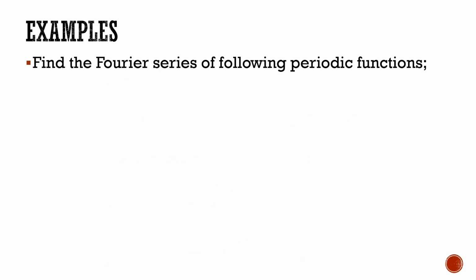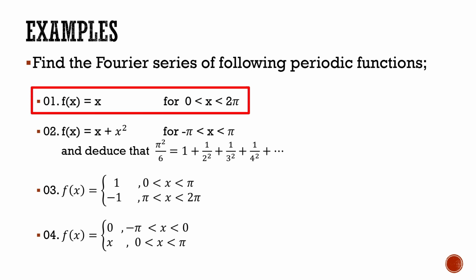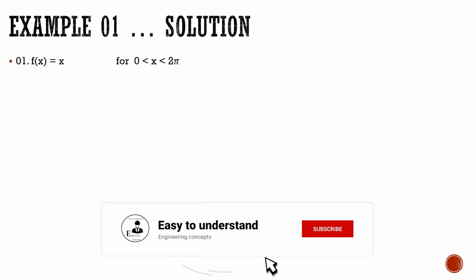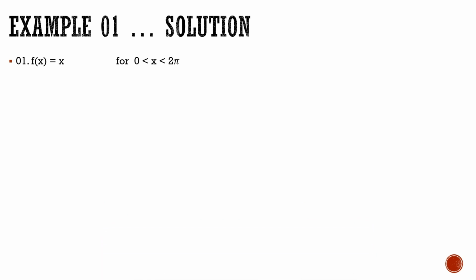Let's do some examples on Fourier series. Find the Fourier series of the following periodic functions. These are my examples, and let's begin with the first one, which is f(x) equals x for x greater than 0 and less than 2π. Solution of example number 1, f(x) equals x, x greater than 0 and less than 2π. Here I do this example in 3 steps.